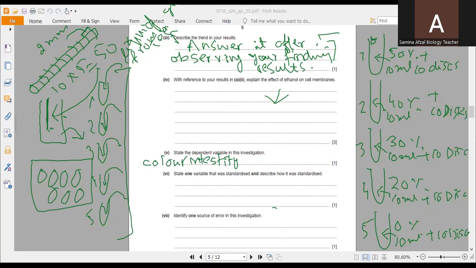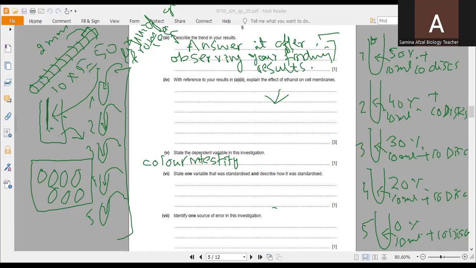Hope you have understood. State one variable that was standardized and describe how it was standardized. Standardized means you have kept that constant. For example, here different variables can be standardized. First of all, you had to use the beetroots: the same size of beetroots, and the same number of beetroots which you had used during this experiment.